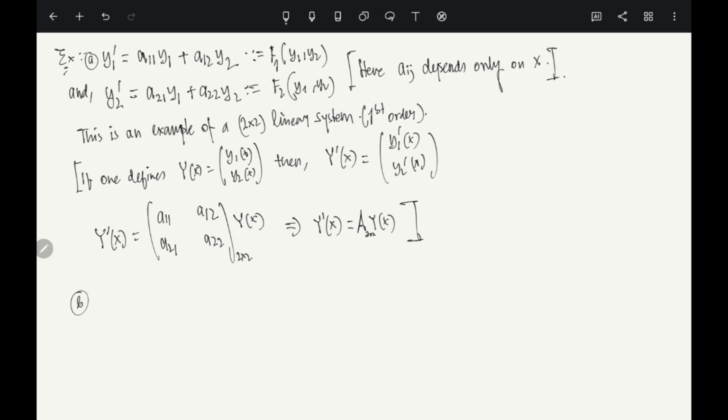Now let's write down another system, which is a non-linear system, not necessarily linear. Okay, so let's write down y1 prime equals y1 y2, and y2 prime equals y2. If you look at the first relation, since the product y1 y2 is involved here, we will call this a nonlinear equation. This is a nonlinear system of ODE.